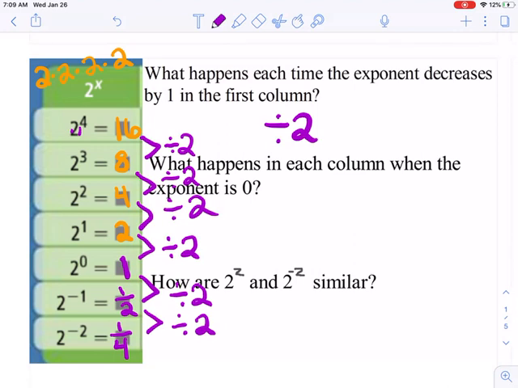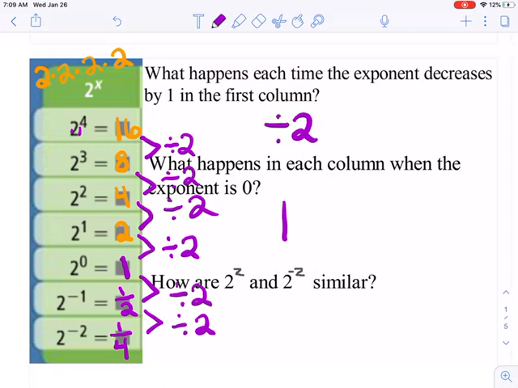So it says in each column, but really in just this one column, when the exponent is 0, we found that we got an answer of 1. And that's going to be our rule for today. Anytime we have a number raised to the power of 0, we are going to get 1.